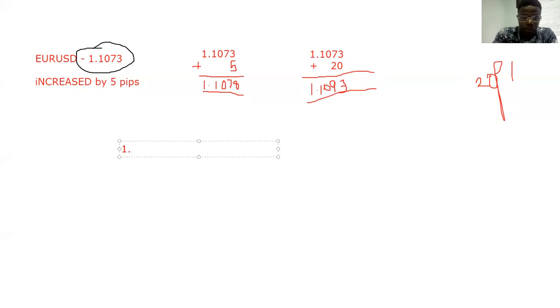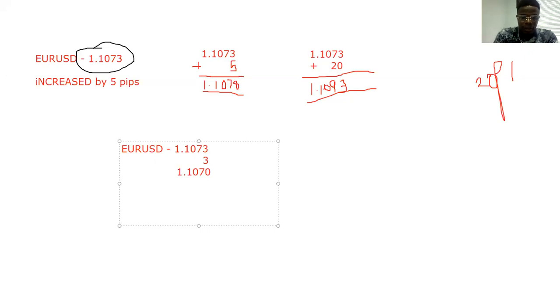Let's take another example. Let's say the value of euros USD is 1.1073, and let's say it decreases. Let's say the value of euros USD reduces by 3 pips. So the new value for euros USD would be what? Would be 1.1070, because it has reduced in value. That means you are going to subtract 3 from the 4th decimal place.